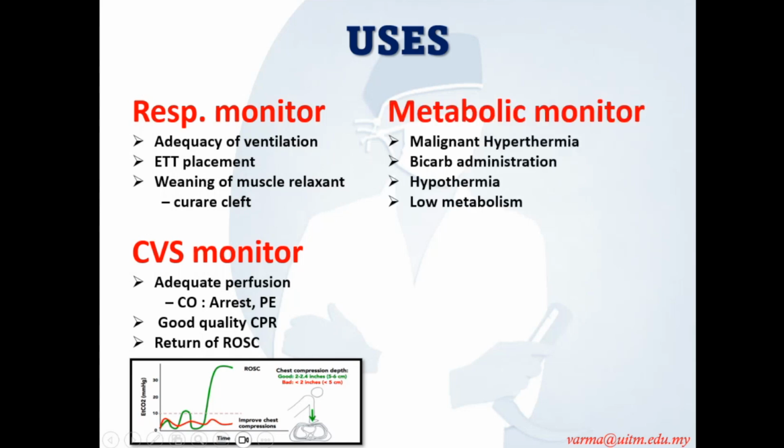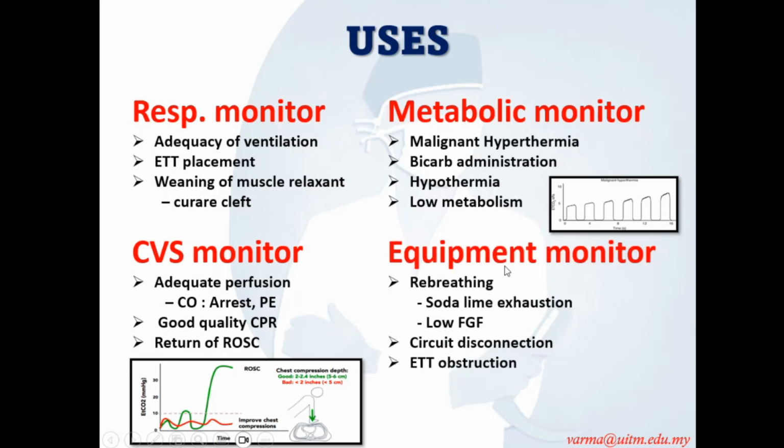Then it can be used as a metabolic monitor: in malignant hyperthermia, increased metabolism, increased CO2 production, you have an exponential increase of EtCO2. When you have bicarb administration, your EtCO2 and PCO2 will go up because bicarb combines with hydrogen ion, and carbonic acid dissociates into carbon dioxide and water, so the carbon dioxide level goes up. Hypothermia, less metabolism, less EtCO2, a low metabolic state. Patients who are ill, low metabolism, low EtCO2.